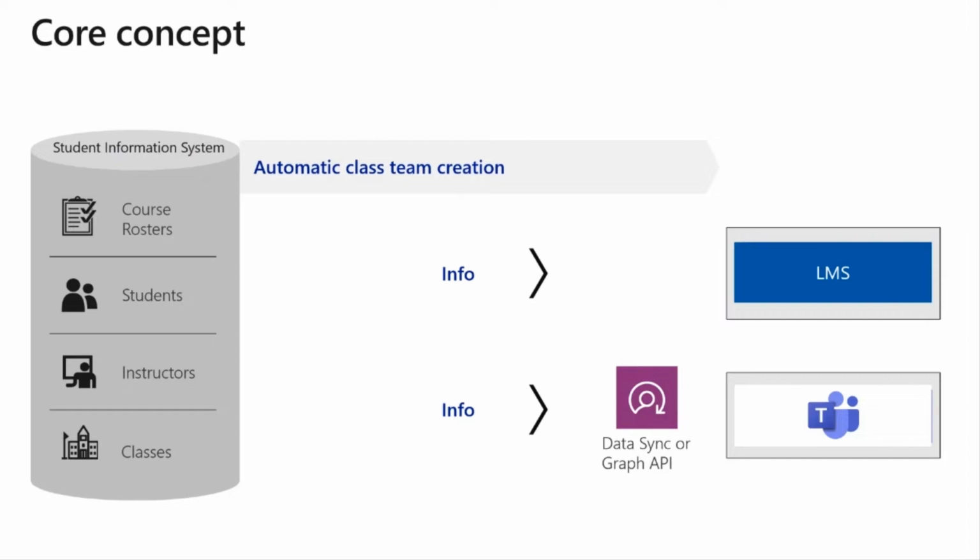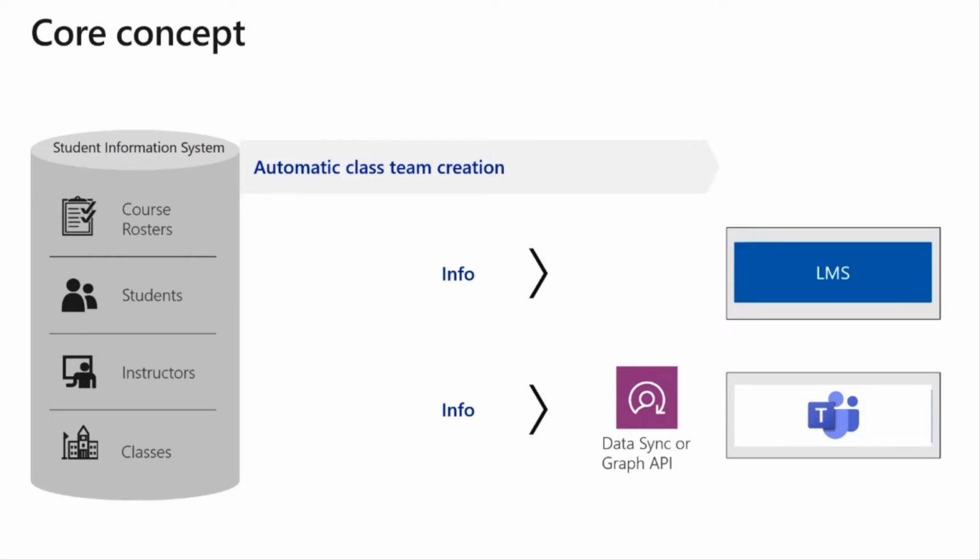That could be, for example, Moodle, Blackboard, Canvas, Desire to Learn, or one of the others. The idea is then taking a copy of that data and sending it to Office 365 and Microsoft Teams. And we achieve this using School Data Sync or the Microsoft Graph APIs, as you saw in the example from the University of East London.